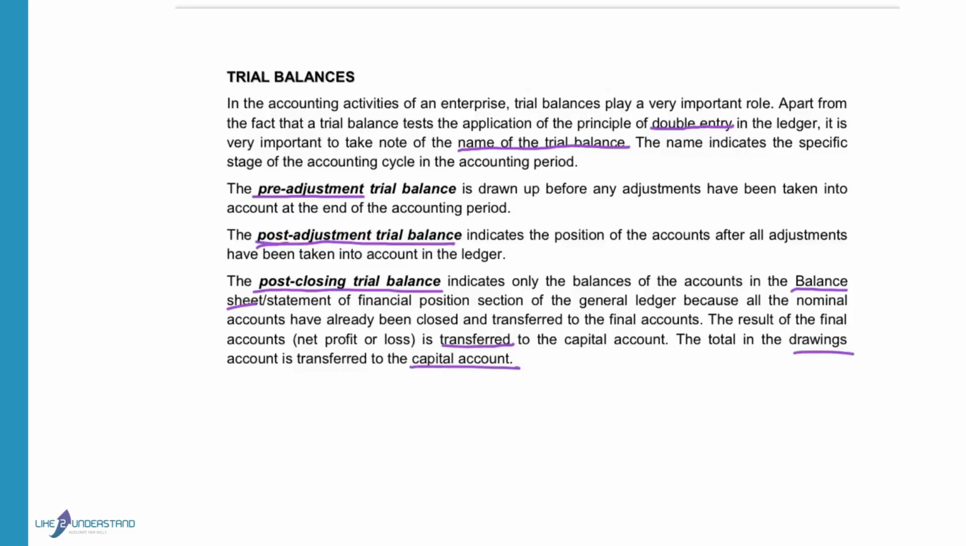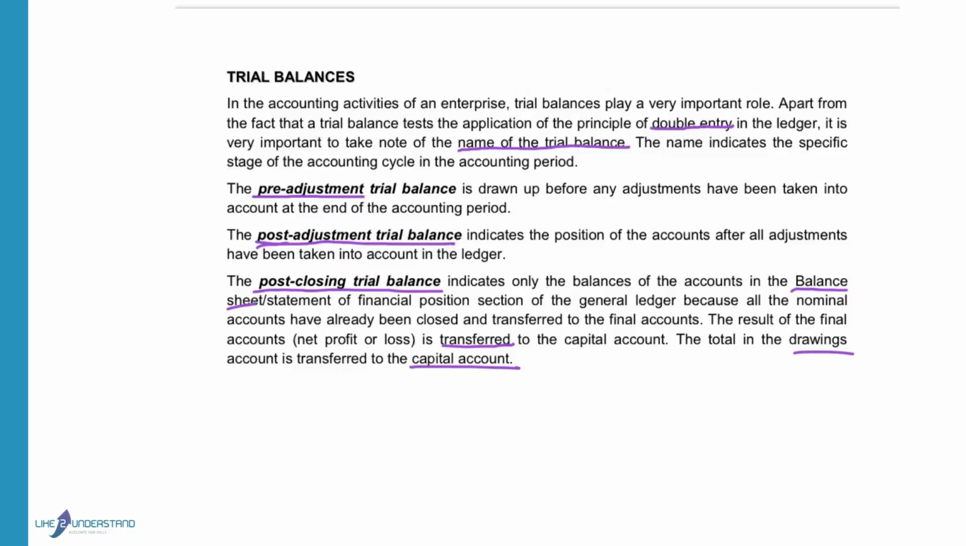So the only accounts that can be in this post-closing trial balance are your equity account, capital. No drawings because it was closed off to capital. All your assets and all your liabilities. No nominal accounts because they were all closed and taken to the profit and loss account.